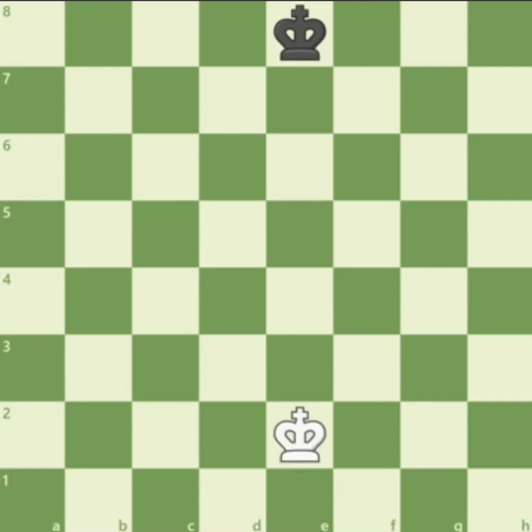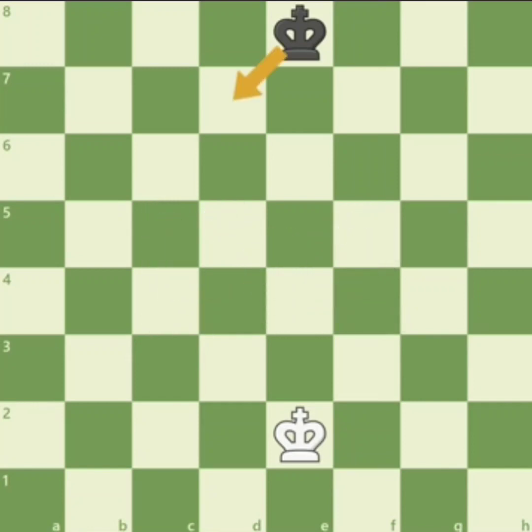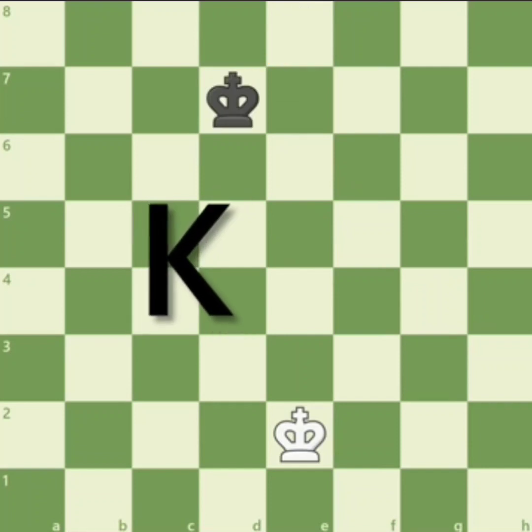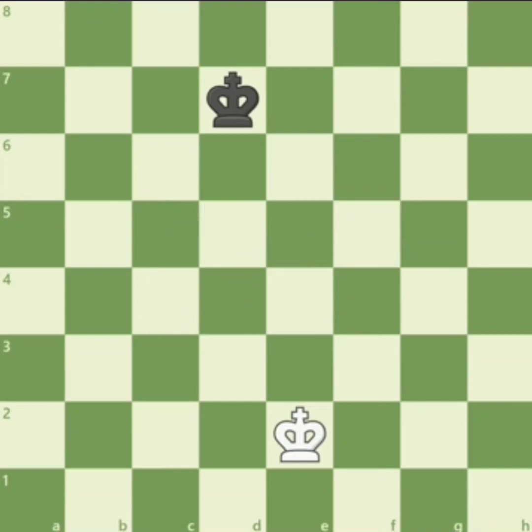So after the move, king E2, putting it all together, we say K, E2. Let's say black wants to play king to D7. In this case, it's the same idea. Capital K, lowercase D7. So piece, then square. K, D7. We will use the same idea for all the other pieces.